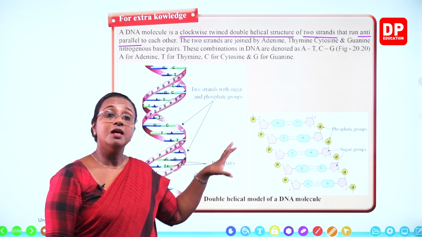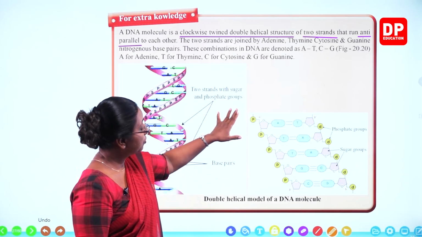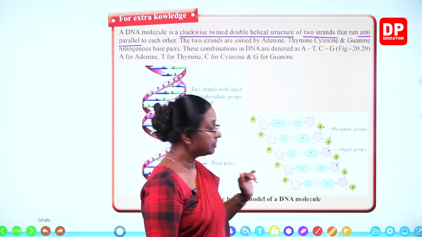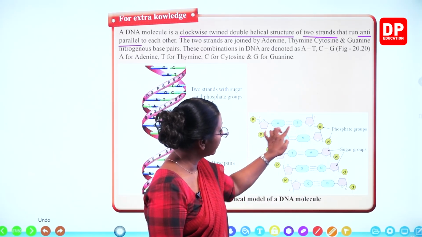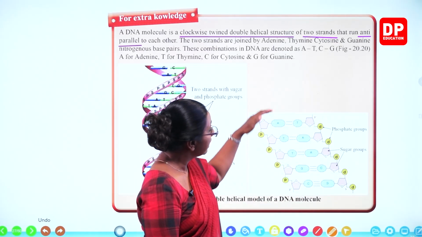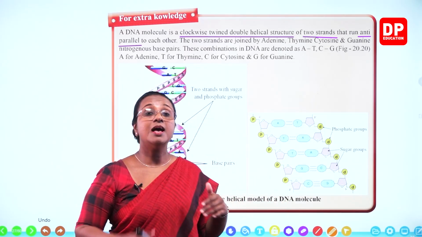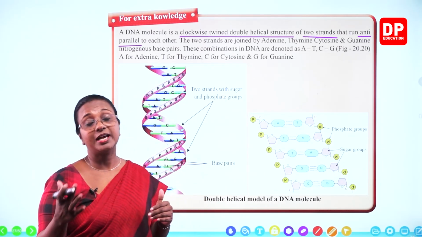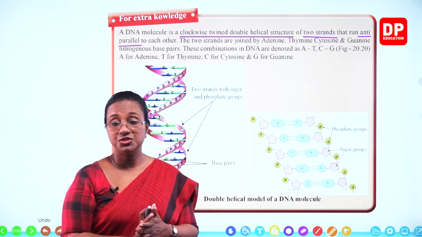These are all properties of a DNA molecule. So, anti-parallel strands, and then there are hydrogen bonds and nitrogen base pairs. A particular arrangement of nitrogen base pairs is responsible for a particular character of an organism. That is what is known as a gene.